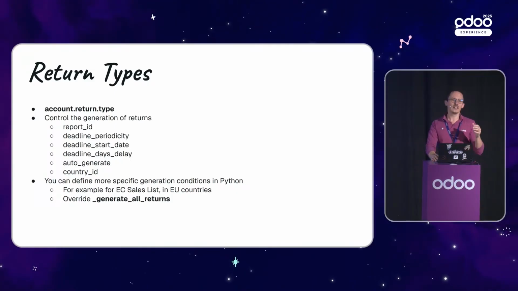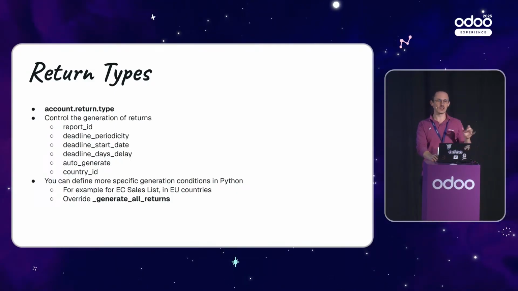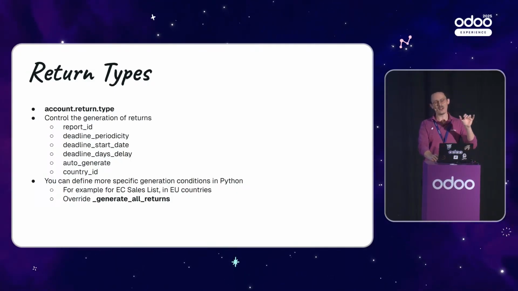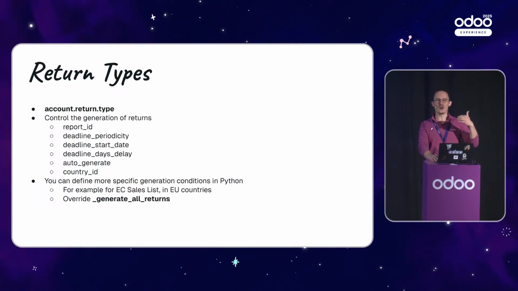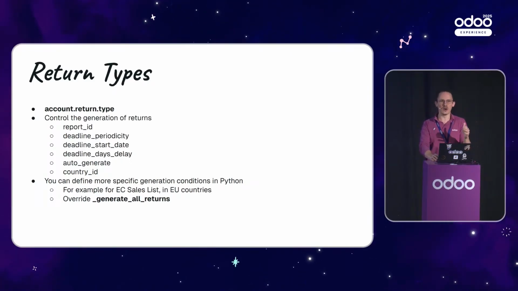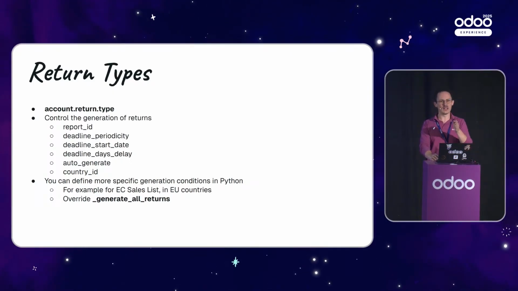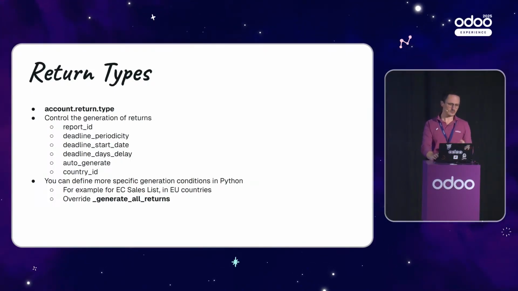Deadline days delay, it's to set up your deadline. So it's the number of days after the end of the period where to set your deadline. So it's just to say, okay, I want Odoo to tell me this is due for that day.